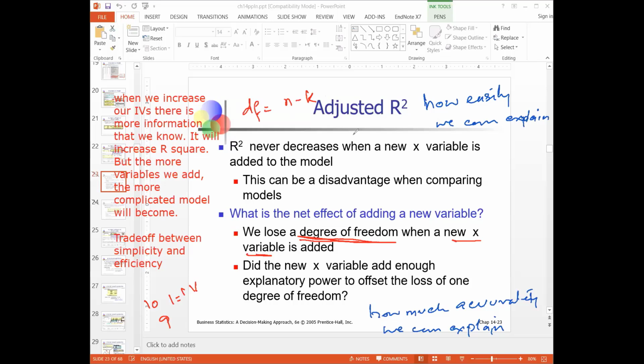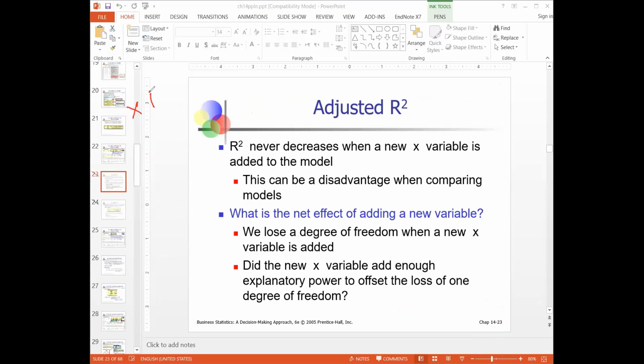Adjusted R, what does it do? R square will always increase. Let me clear it up and then write it here. So X increases, R square increases. But even if the X is useless, R square will always increase. But if X is useless, an increase in X will decrease adjusted R square.